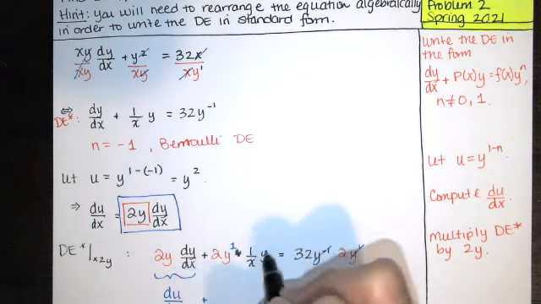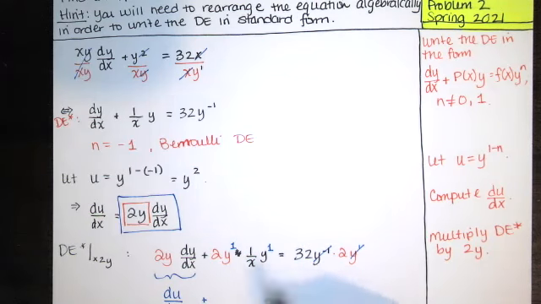And then here we've got a y to the first times a y to the first. So it's going to be a y squared, and y squared is u. And that's multiplied by a function 2 times 1 over x, which is 2 over x. And then on the right-hand side, we happen to have a 64.